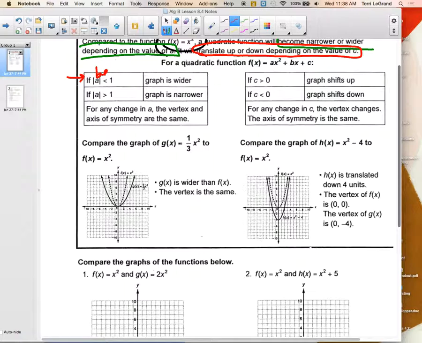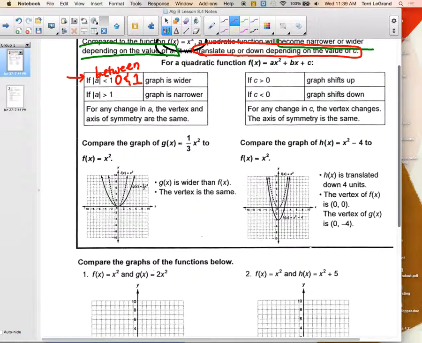Between 0 and 1. If the a value, when you take its absolute value, is somewhere between 0 and 1, you know that the graph is going to get wider. It's going to get fatter. It's going to come out.